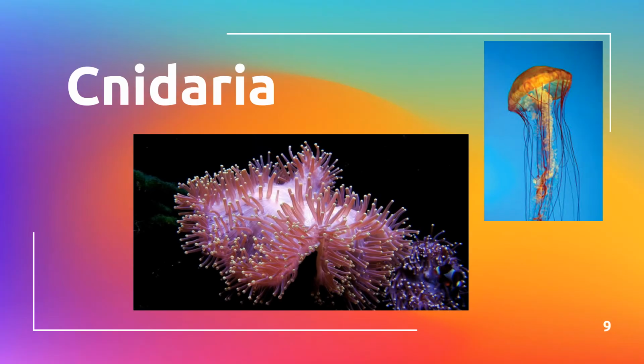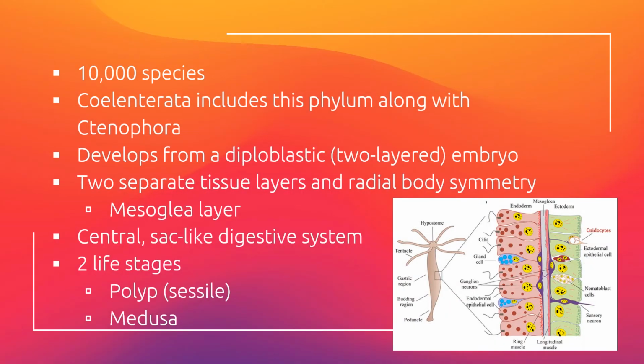The next phylum that we'll look at is Cnidaria. This phylum has approximately 10,000 species. The organisms in Cnidaria developed from a 2-layered embryo, and they have 2 separate tissue layers with a mesoglial layer in the middle. And they are the first phylum to exhibit radial body symmetry. They have a central sac-like digestive system, and there are 2 main life stages of species in Cnidaria. The first is the polyp, where they are upward facing and sessile, and the second is the medusa life stage, where they are facing downwards and mobile.